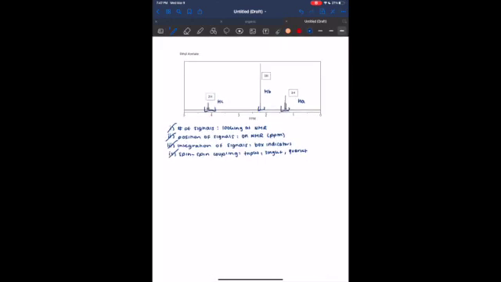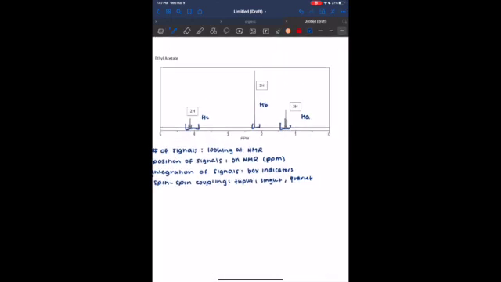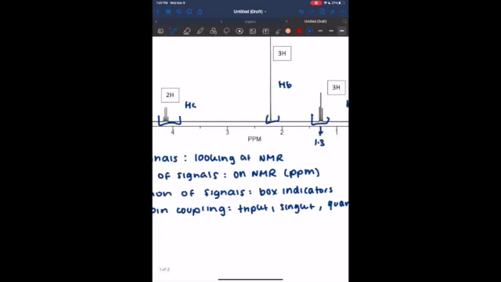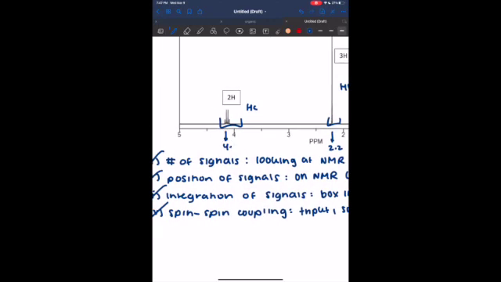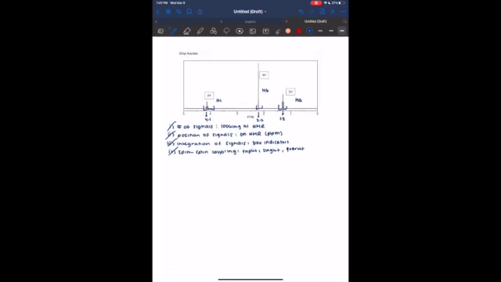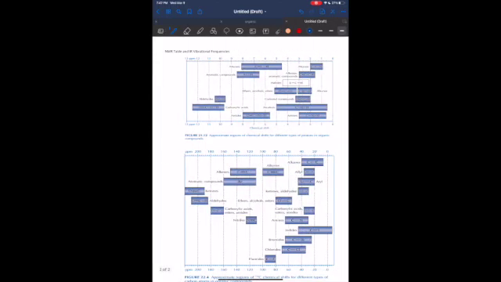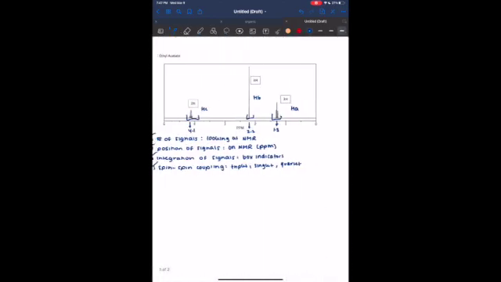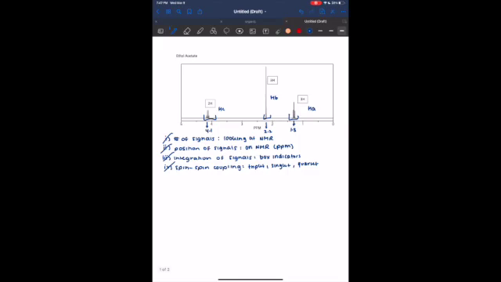Next is going to be the position of the signals on the NMR spectrum. First I'm going to estimate this one's about 1.3 ppm. This one's going to be around 2.2, and this last one's going to be around 4.1 ppm. So if you take a look at this graph provided, you can see that around 1.3, it's not going to be an amine, it's not going to be an alcohol, so we're going to assume that it's probably going to be part of an alkane, especially because we are looking at ethyl acetate.